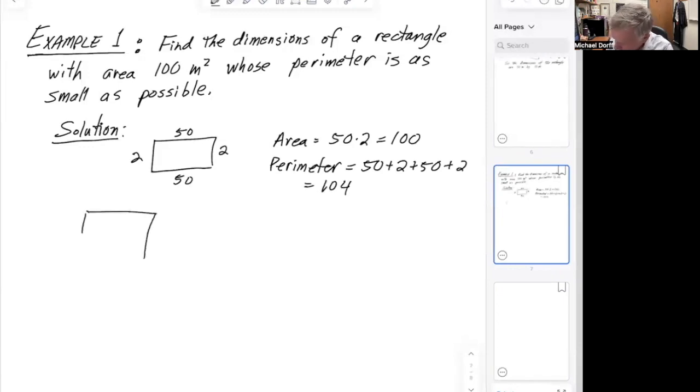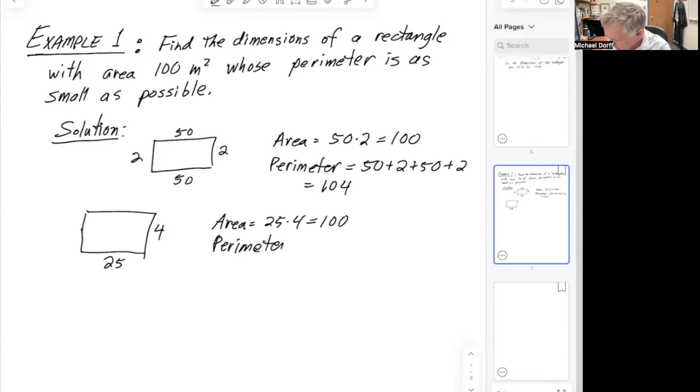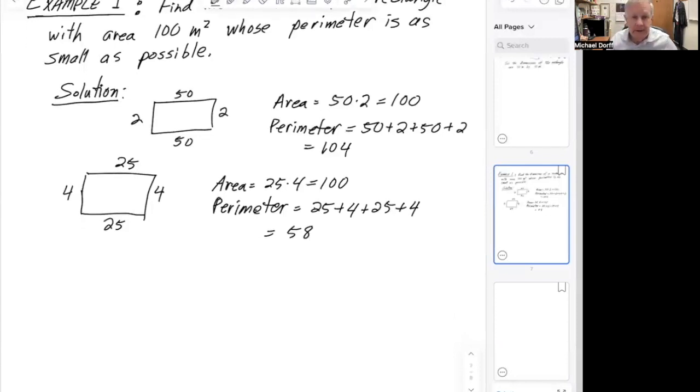We could draw a different rectangle, and suppose this one had a length of 25 and a width of 4. So the area would be 25 times 4, so we still have 100. And the perimeter here would be 25 plus 4, and then another 25 plus another 4, and that would give us 58. Well, that's better than the previous one we did, but how do we know if we've got the exact answer, that it's the smallest possible?